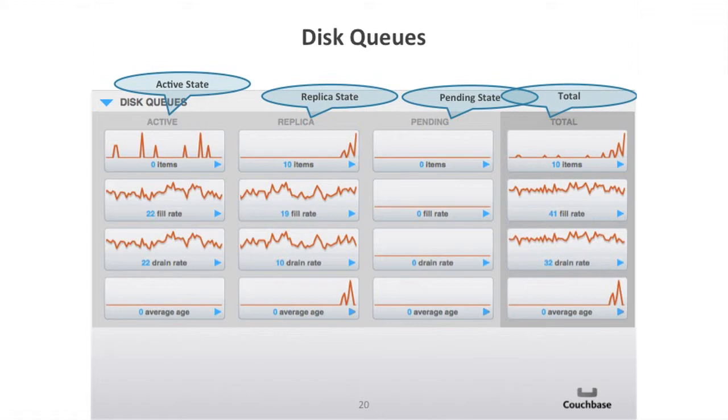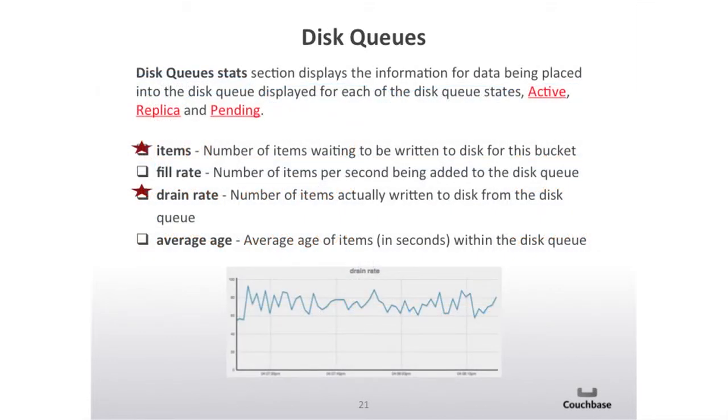Again, we have three states: active, replica, and pending, and the total. Let me show you the two items: the fill rate and the drain rate. It's important to watch the fill rate and the drain rate. These indicate whether your cluster is healthy or not healthy.